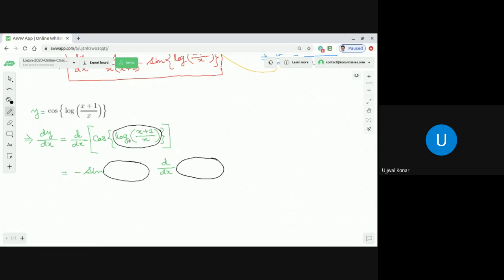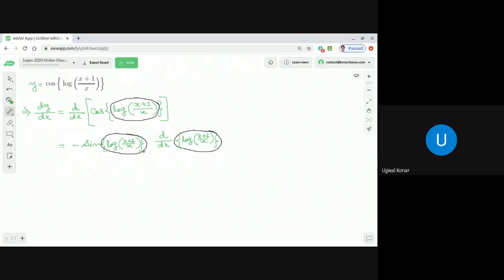Correct? Now I go a little deep dive to understand what is inside the black box. Inside the black box, what is there is log of (x plus 1 by x). Now let me write it, and I can give a bracket to make it clear: log of x plus 1 by x. Correct or not? Now the problem got a little bit simpler.